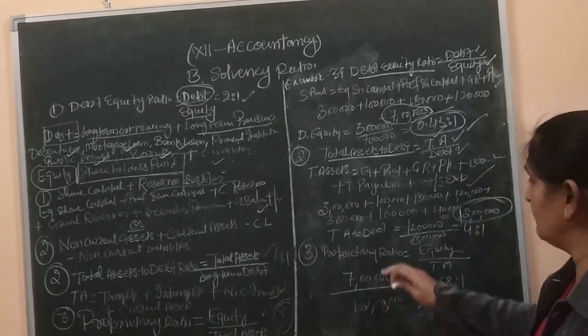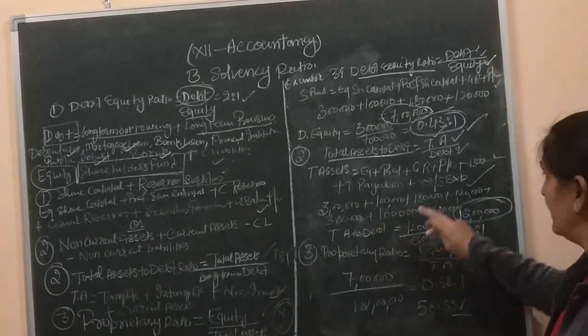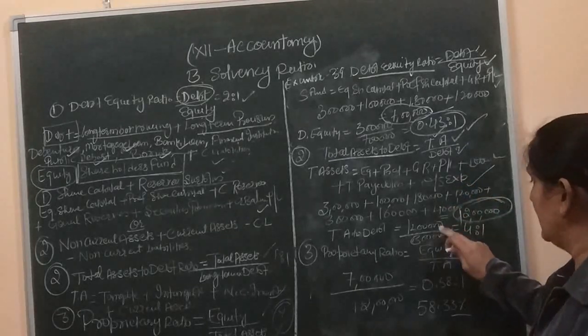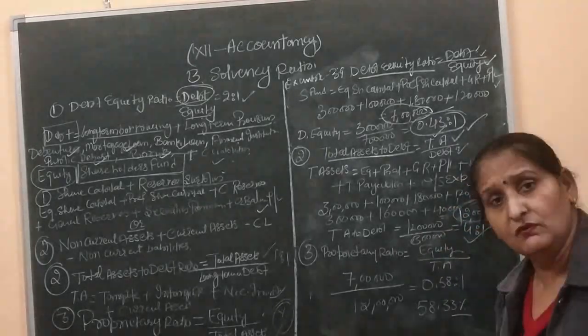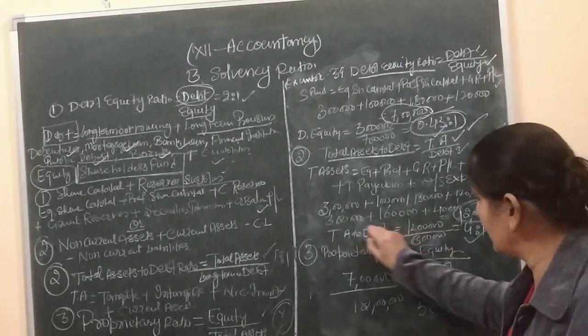And the formula to find out the total assets to debt ratio is total assets upon debt. It means 12 lakh upon 3 lakh. The ratio is 4:1. Now we have to find out the third ratio.